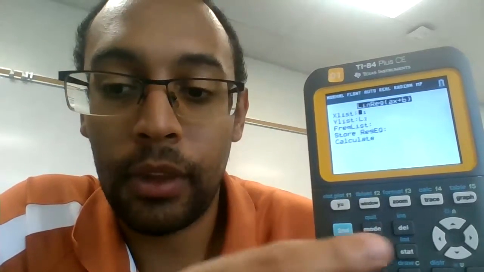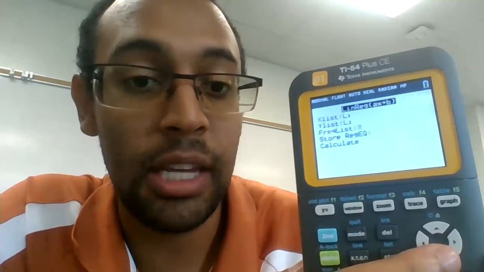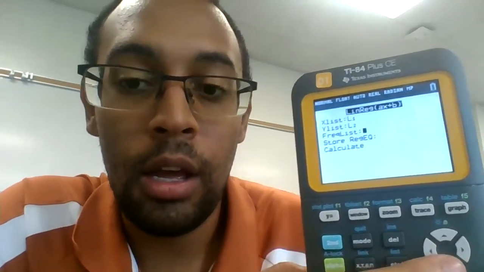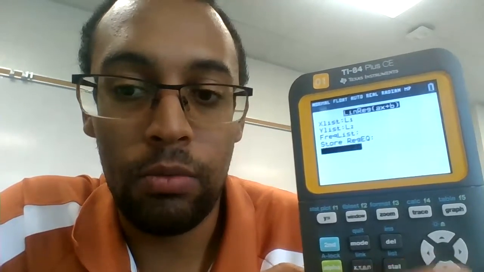LinReg stands for linear regression, and it's just a fancy term for we're going to make a line. We're going to make this into a line. L1 is my x. I want that to be my x. L2 is my y. I want that to be my y. So I scroll down. I'm going to skip frequency list. I don't need it. And I don't need store rec eq. I press calculate by pushing enter.